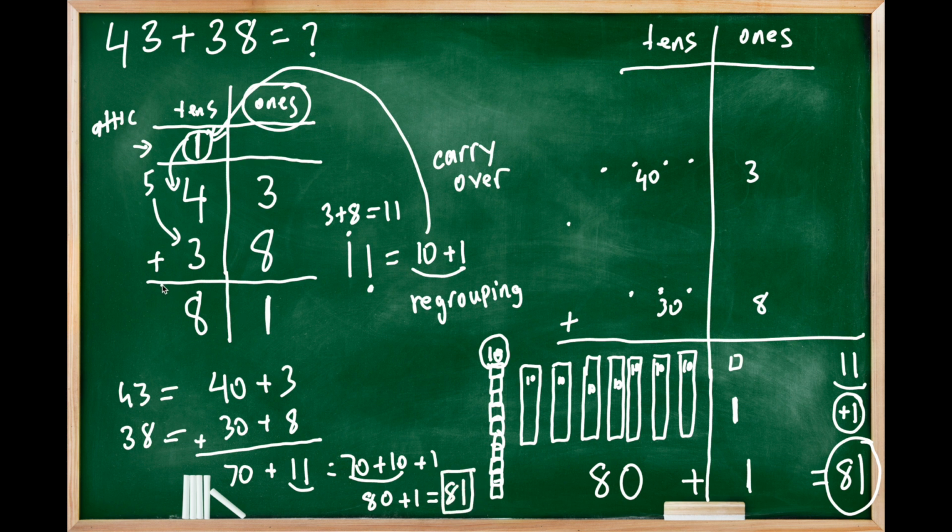So 3 different ways, same result. The standard algorithm looks the simplest and is the most commonly used method. It's also called the traditional method.